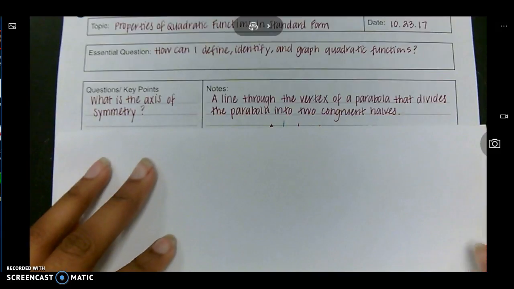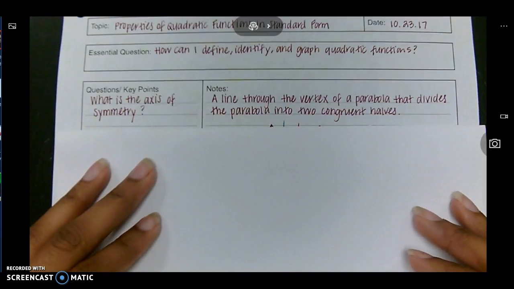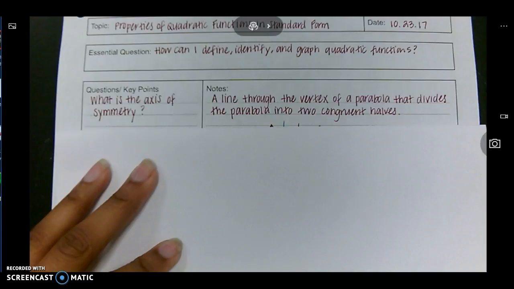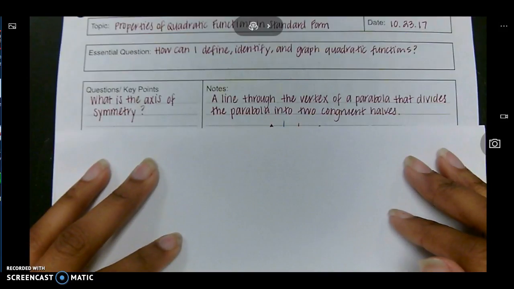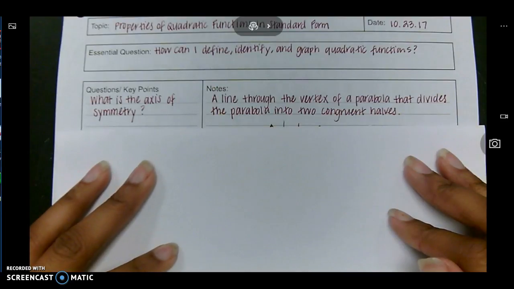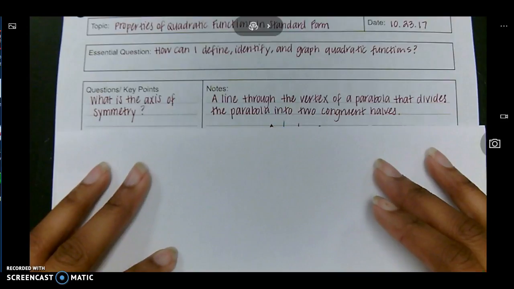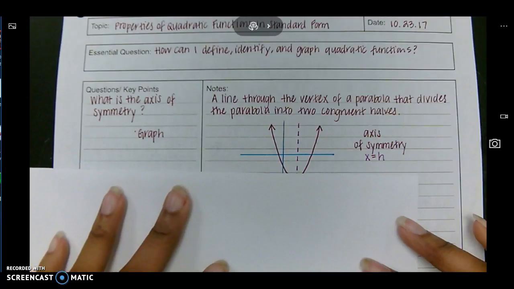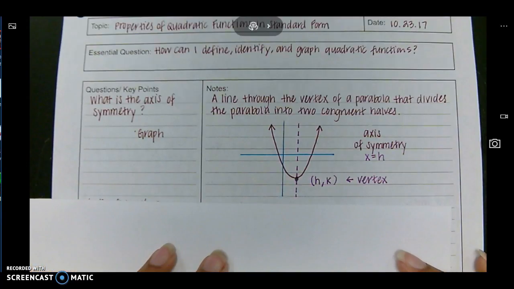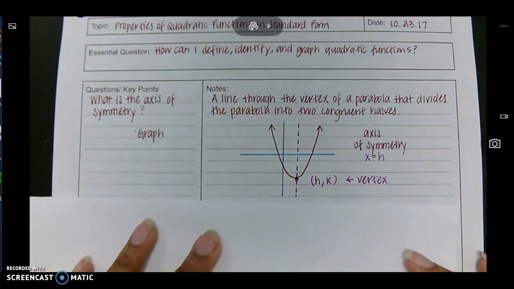We're going to have questions and key components throughout this video. So the first question that we want to ask is, what is the axis of symmetry? The axis of symmetry is a line through the vertex of a parabola that divides the parabola into two congruent halves. Once you have written this down, you need to draw the diagram of the graph and use a ruler so that it is neat. Okay.